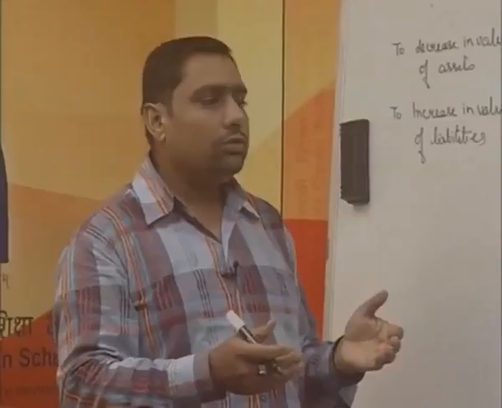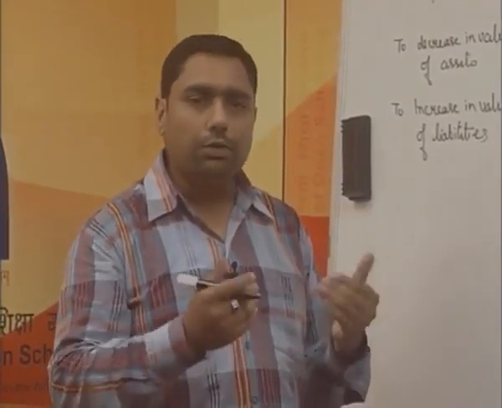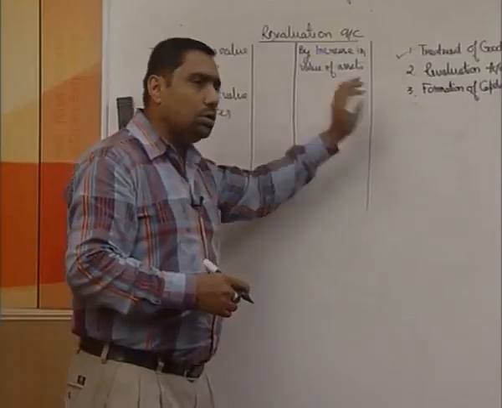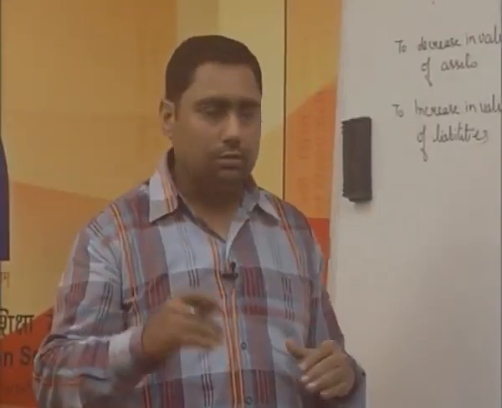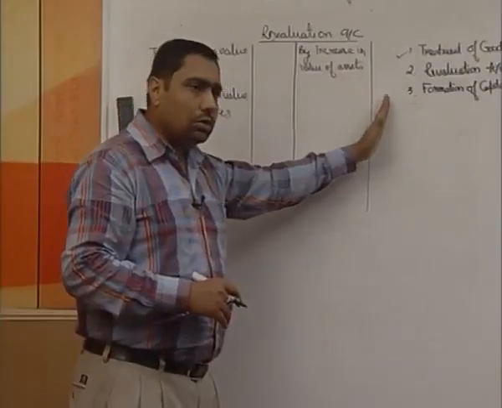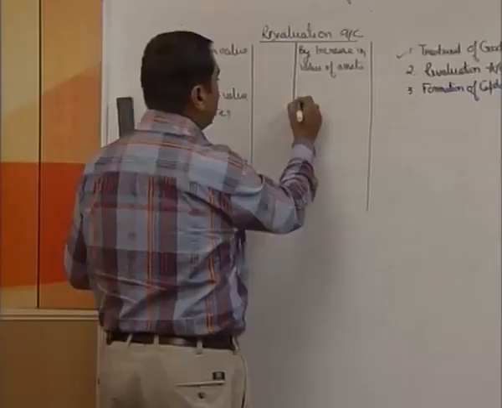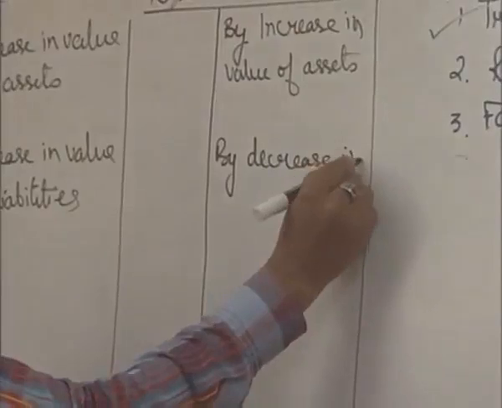In case there were some bad debts which we were not able to collect and they are recovered, it is a profit for us, we are going to write it on the credit side. If the value of the machine is going to be appreciated, then whatever the appreciation is, you are going to write it on the credit side. Same is the case with liabilities: decrease in value of liabilities.